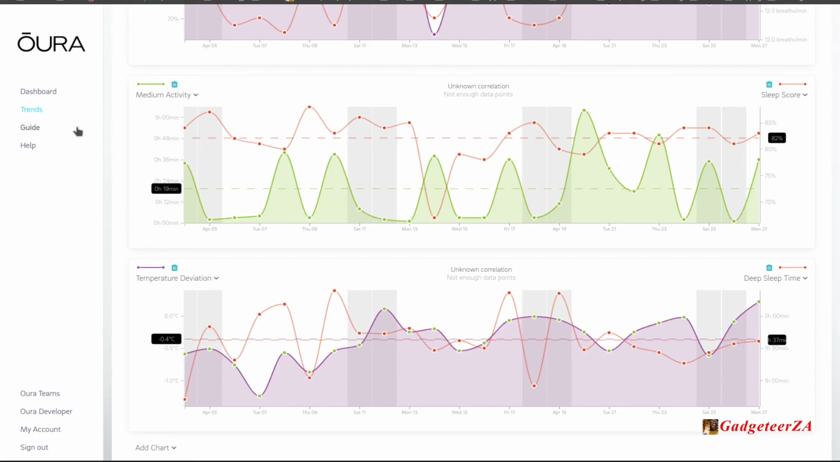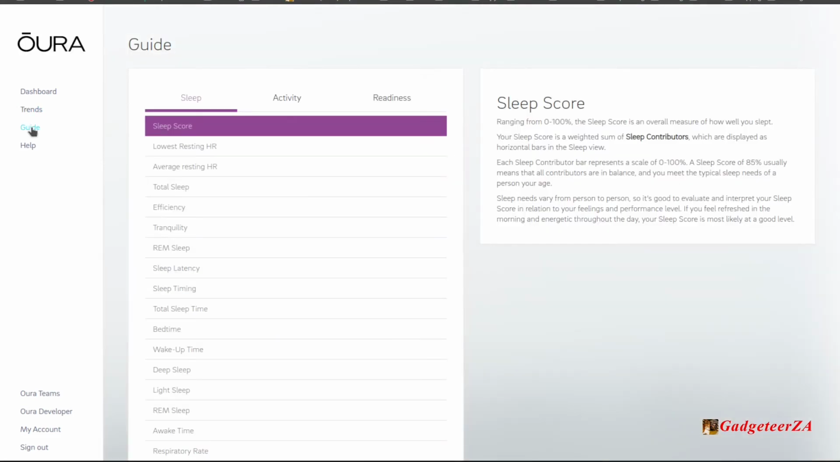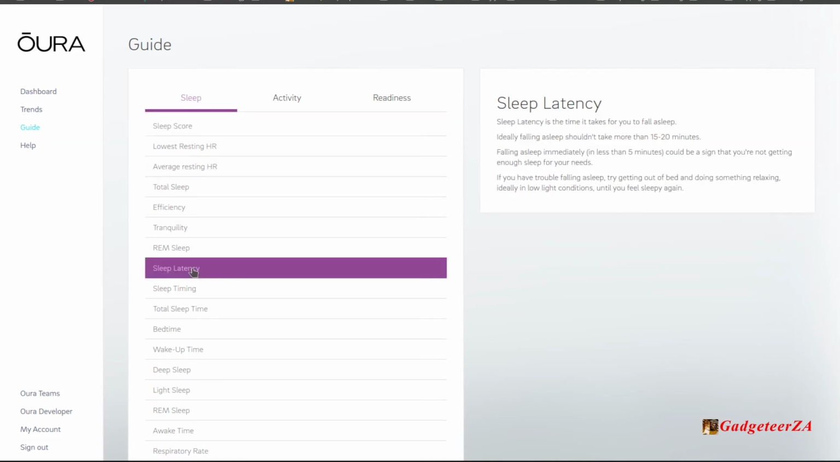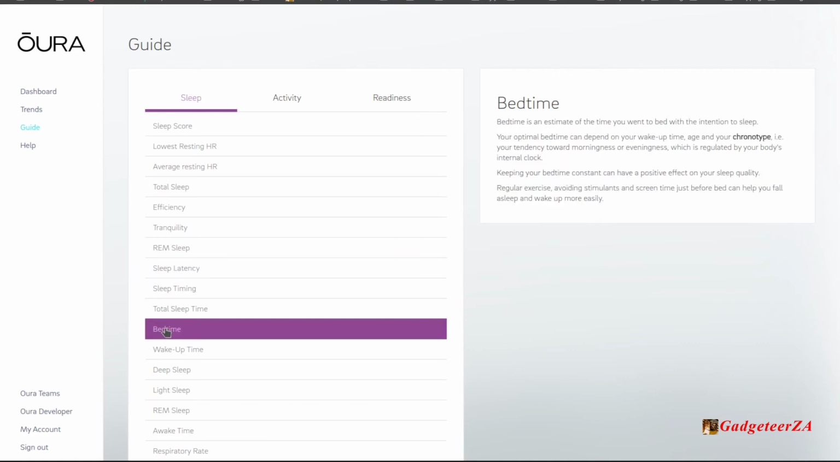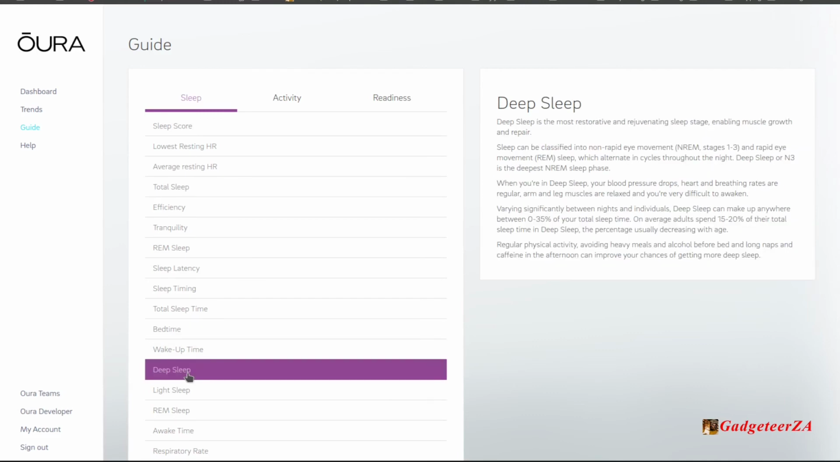Then one last quick thing we can have a look at is the guide. The guide is where, if you wanted to know what the sleep score is, how they're measuring it, what it is about and what it means, this is the guide that you can look at. They've got things like sleep latency, and they explain it here. Bedtime: it is quite important to try and keep going to bed at the same time to synchronize with your internal clock. Don't keep varying your bedtime. Deep sleep.